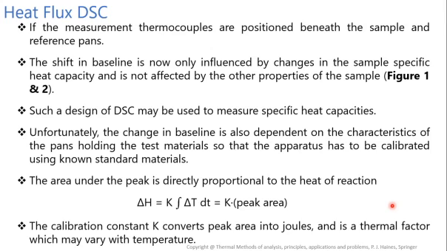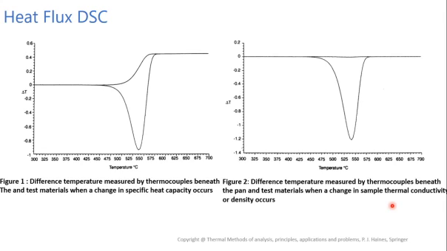So the first one is the heat flux DSC. As we know, in heat flux DSC the thermocouples are positioned beneath the sample and the reference pan. The shift in the baseline is now only influenced by changes in the sample specific heat capacity and is not affected by other properties of the sample. So look at figures 1 and 2. There is a difference in the baseline.